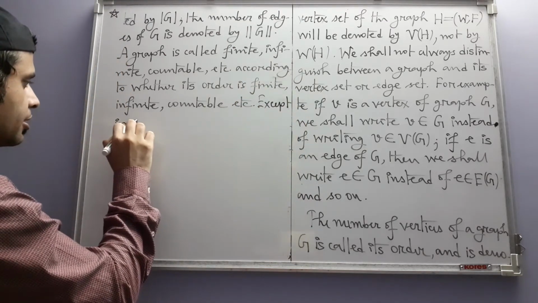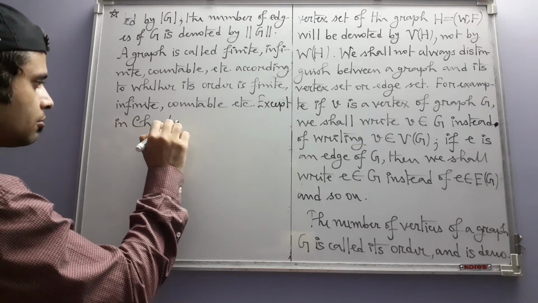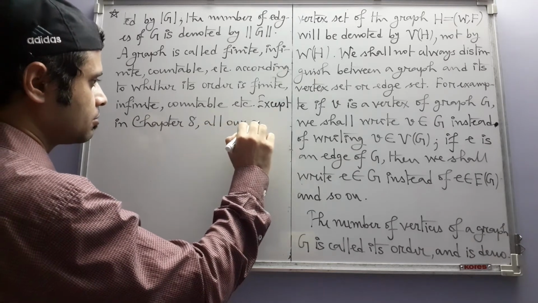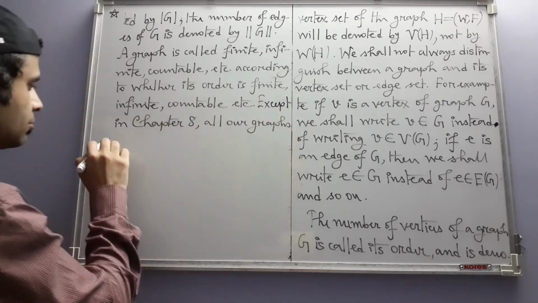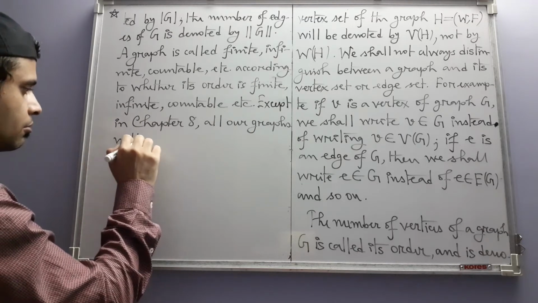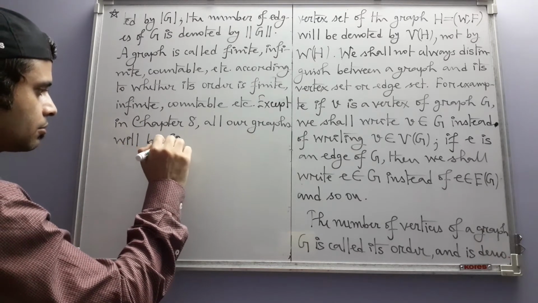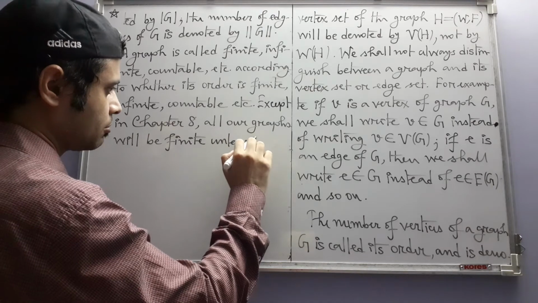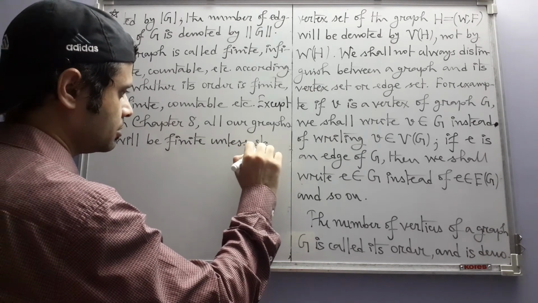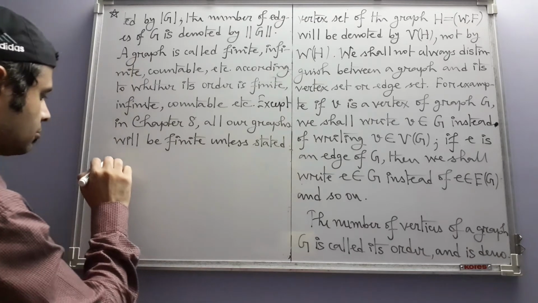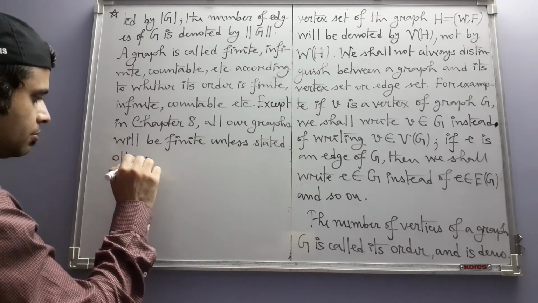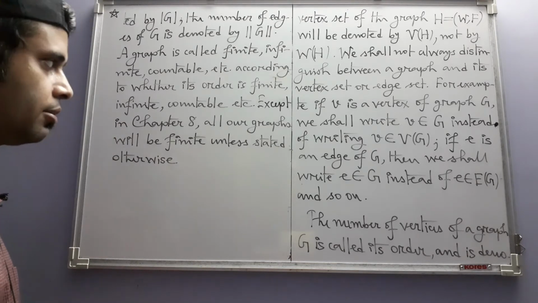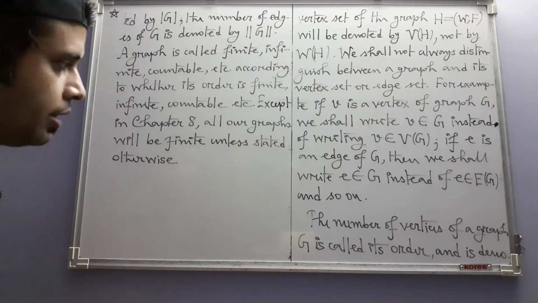Except in chapter 8, all our graphs will be finite unless stated otherwise. In other words, we will be mainly dealing with finite graphs. Infinite graphs we will consider only in chapter 8.